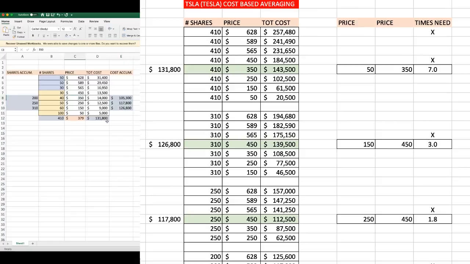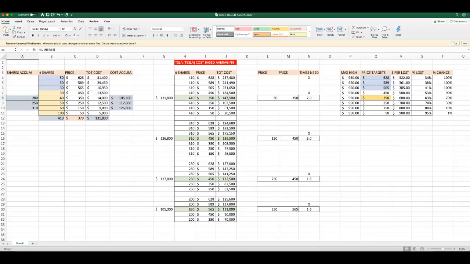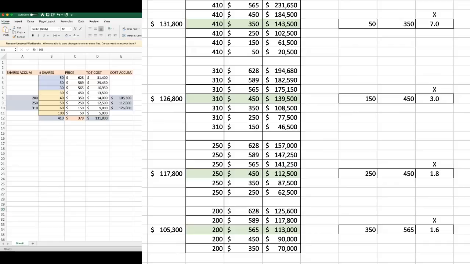Well, let's say it bottoms out at 350. We would have 200 shares, so it would have to go from 350 to 565. And we would be in for 100,000 on that position total, and we'd only have 200 shares. So anytime you see the green, that's our break even or a small profit. Those shares would have to come back at some point in time to that level for us to get back to our even zone.